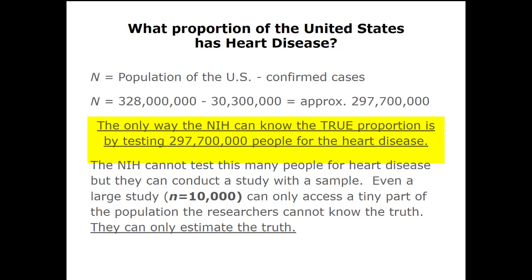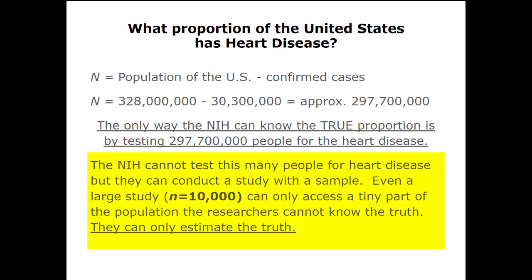So the only way that the National Institute of Health can know what true proportion of people have heart disease is if they decided to gather up these 297,700,000 people to test them for different types of heart disease. Clearly, it's very difficult, if not even impossible, to reach all 297 million people. But they can do a study, even a large-ish study, using maybe 10,000 people.